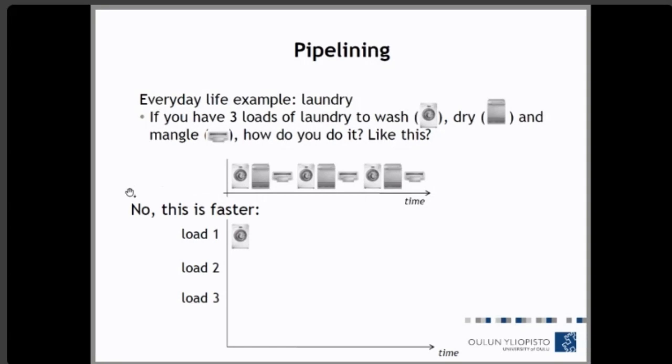What if we have these three in a line? The first person comes in and uses the washing machine. Then, while the first person moves to the dryer, the washing machine is freed. So the second person comes in and uses the washing machine. And then, while the first person is using the mangler, the second person is using the dryer, because the dryer is now freed, and the third person is using the washing machine, and so on and so forth. So this is called pipelining.